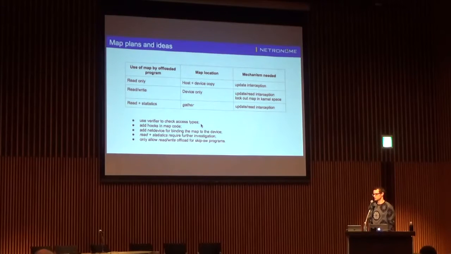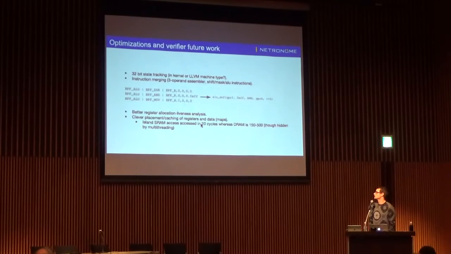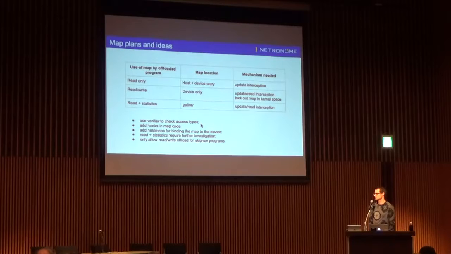And all those use cases should be pretty easy to identify using the verifier infrastructure that we have in the kernel, maybe with slight additions. And obviously, we can support multiple maps at the same time. So these are just the use cases, but we can have a mix of them for every program that we offload.